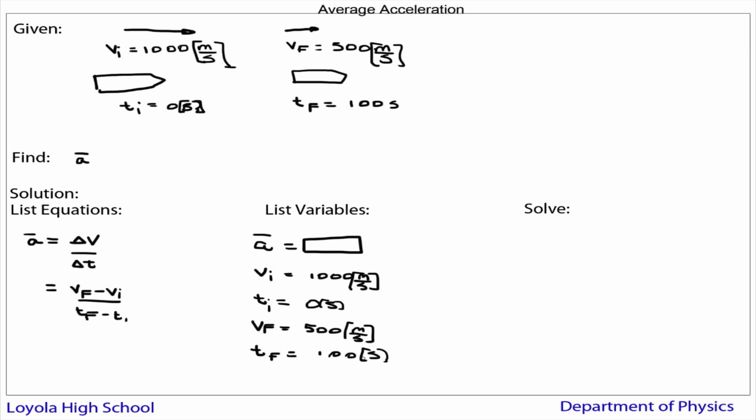So in this example, if you look at the order of the variables, it's always, remember, final minus initial. We're going to have average acceleration is, let's see, the final is 500 minus the initial of 1,000, so you see we're going to get a negative value on top there, divided by the final time, which is 100, minus 0. And so we get minus 500 over 100, or negative 5 meters per second squared.